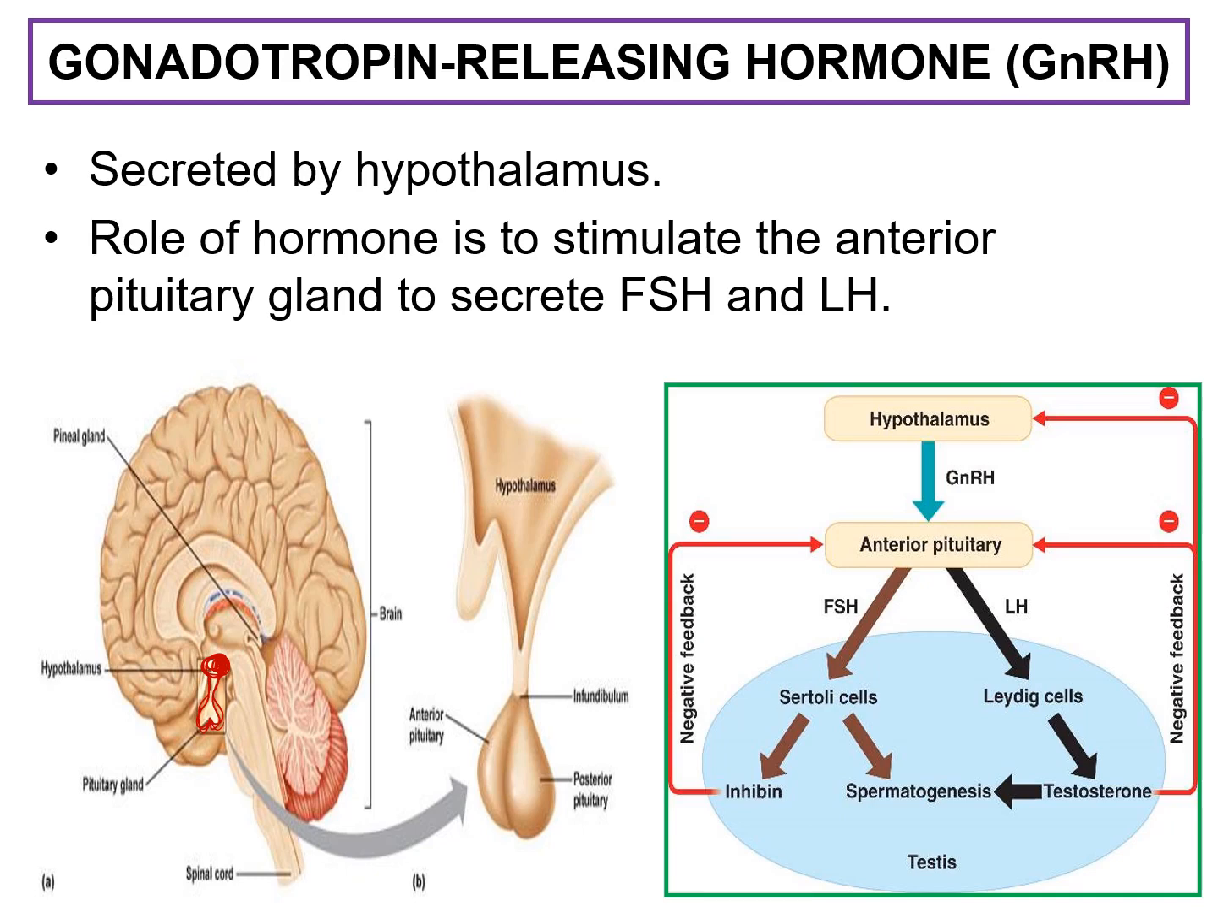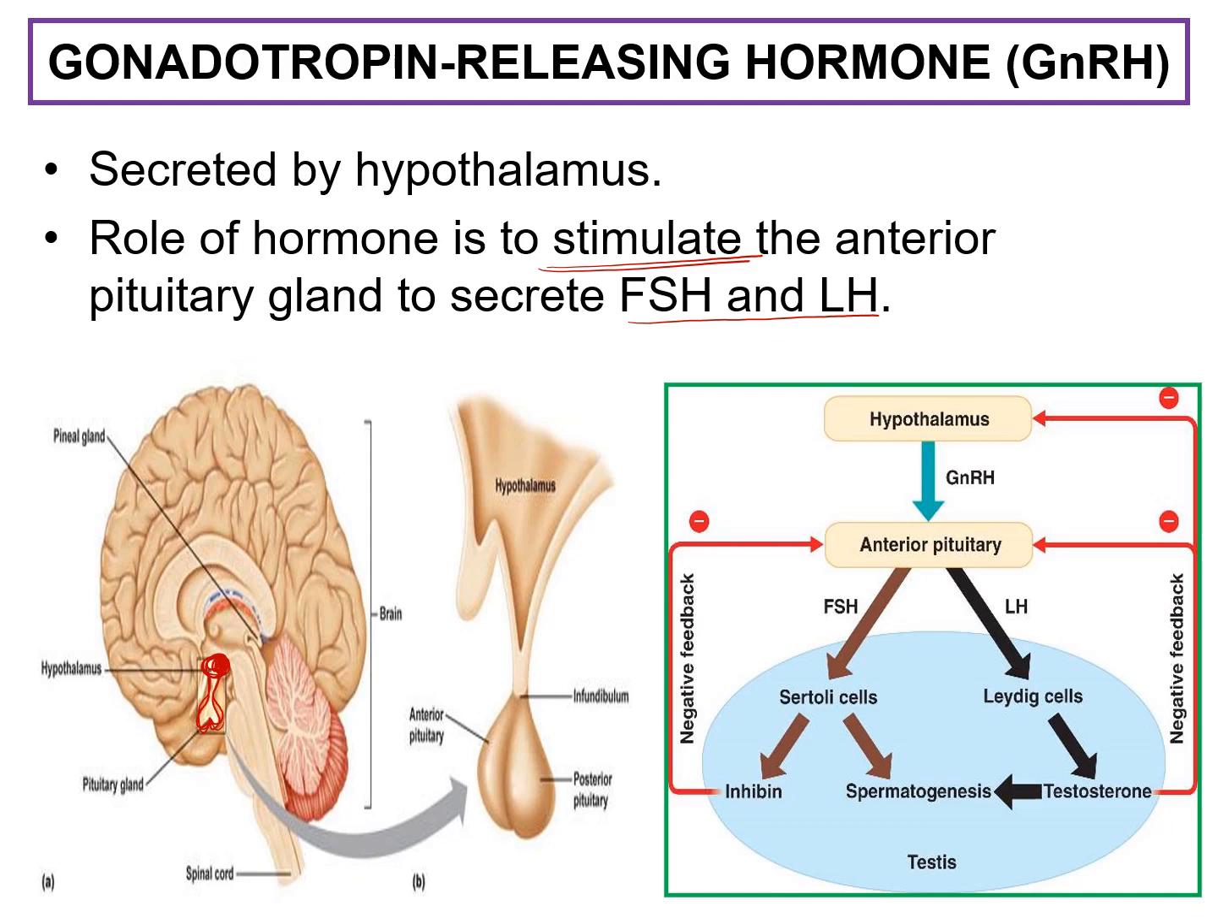GnRH is important to stimulate the anterior pituitary gland to secrete FSH and LH. So if the hypothalamus fails to secrete the gonadotropin releasing hormone, the anterior pituitary will not be stimulated to secrete FSH and LH. Okay?